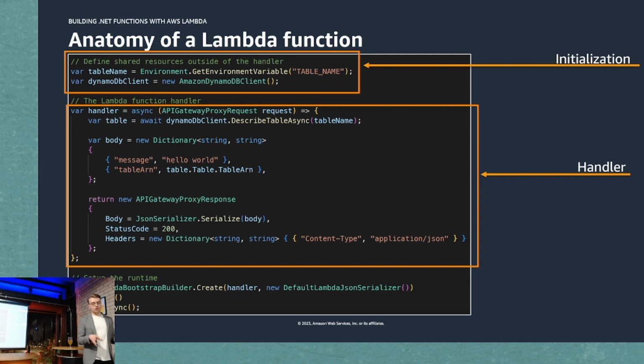And again, the important thing to remember here is anything you can initialize outside of your handler, do it there, and then reuse that from invoke to invoke. That's probably the most common thing I see people doing with Lambda that isn't as optimal as it could be. It's just initializing things in the wrong place.